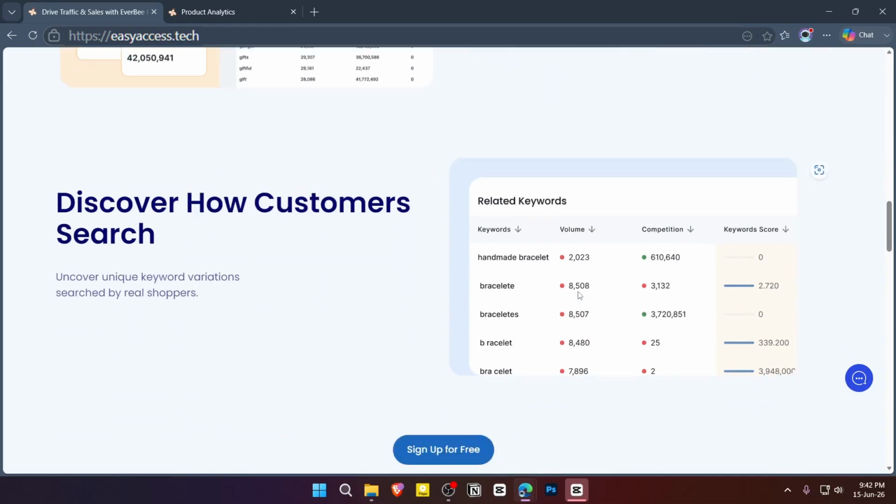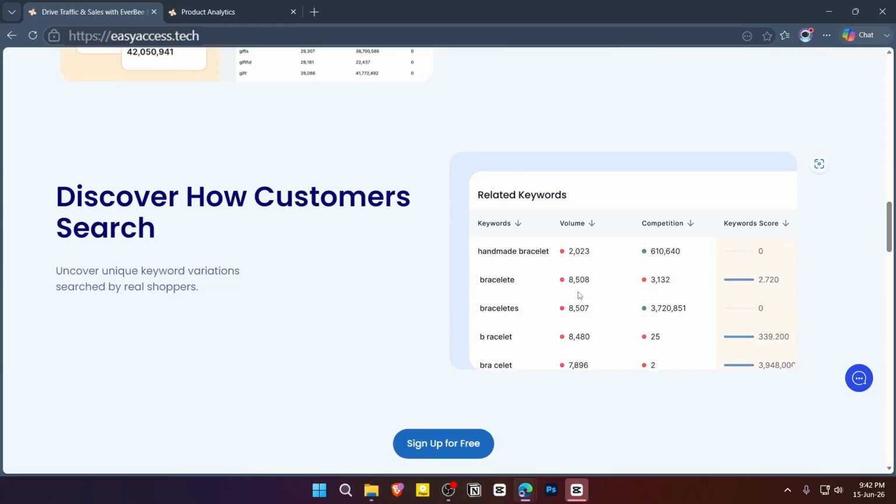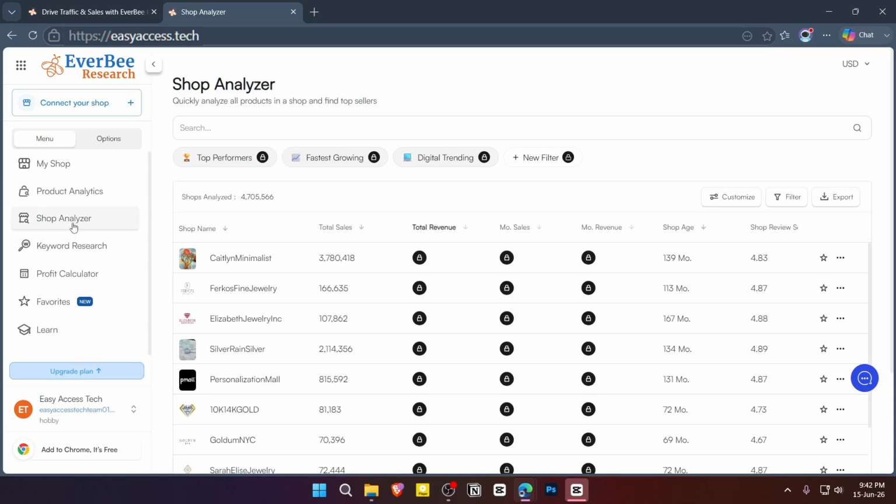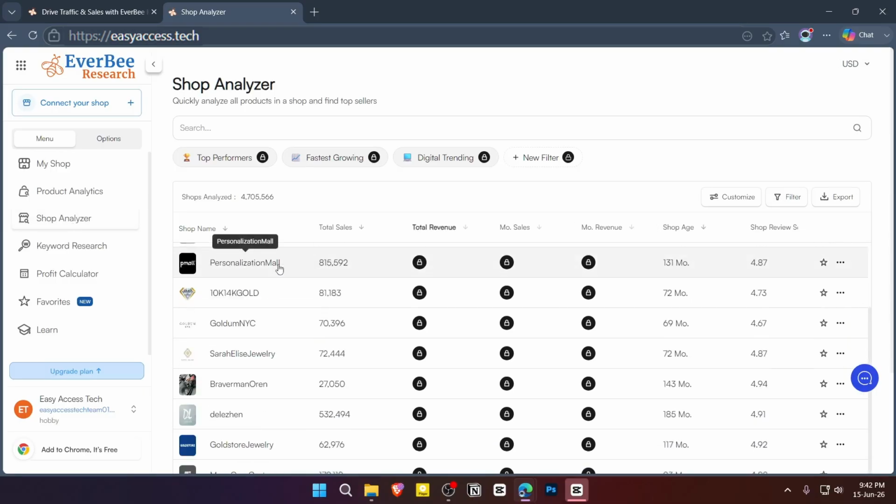So who is EverBee best for? It is a strong choice for digital product creators, print-on-demand sellers, Etsy entrepreneurs, and anyone who is looking for data-driven product ideas. If you want to spend less time guessing and more time creating products that people actually want, then EverBee can be a valuable addition to your toolkit. That brings us to the end of this video. EverBee combines product research, keyword insights, and AI-powered assistance to help creators find opportunities and create products more confidently.